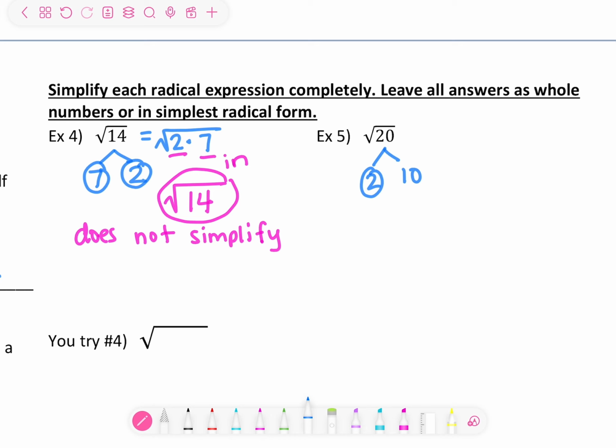2 is prime, 10 is not. I'm going to go 2 times 5. 2 and 5 are both prime. I'm going to write square root of 20 in prime factorization in ascending order. So 2 times the other 2 times 5.